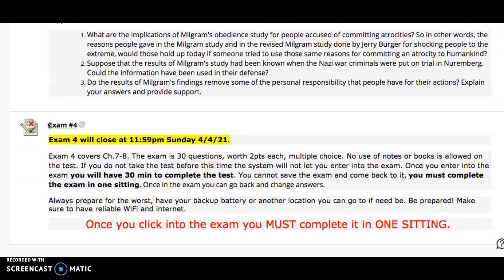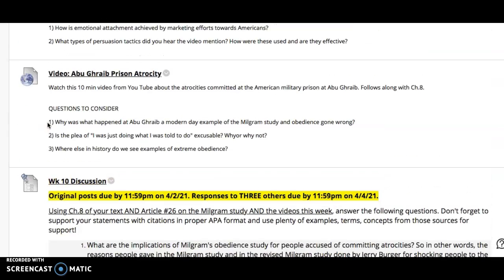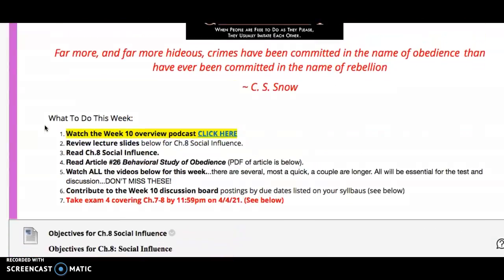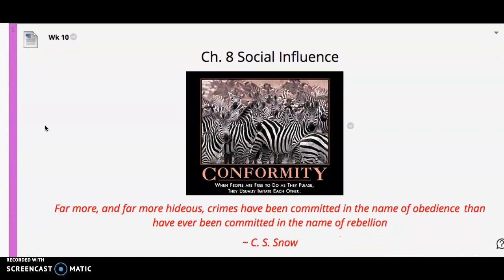And then lastly, you have exam 4. As usual, it's 30 questions, 2 points each, multiple choice. It's going to be covering chapters 7 and 8. Please let me know this week as you're working through the material. You have some big studies this week if you have any questions.